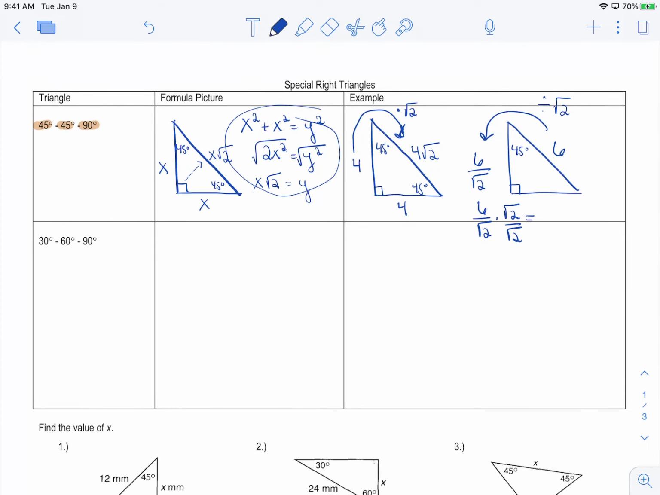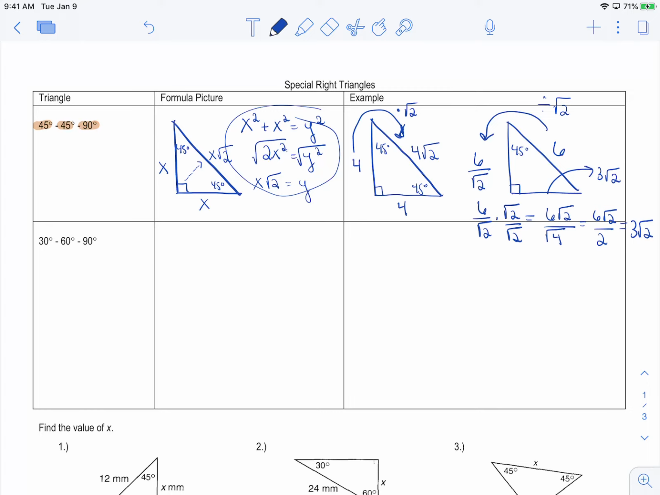And you end up getting, well, 6 times root 2 is 6 root 2. And root 2 times root 2 actually gives you root 4, right? But what is root 4? It's 2. And then your very last step is, what's 6 divided by 2? 3. So your side lengths, or your legs, are 3 root 2, and your hypotenuse is 6.